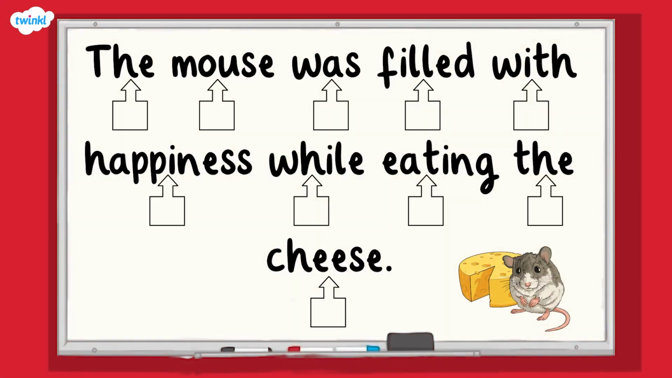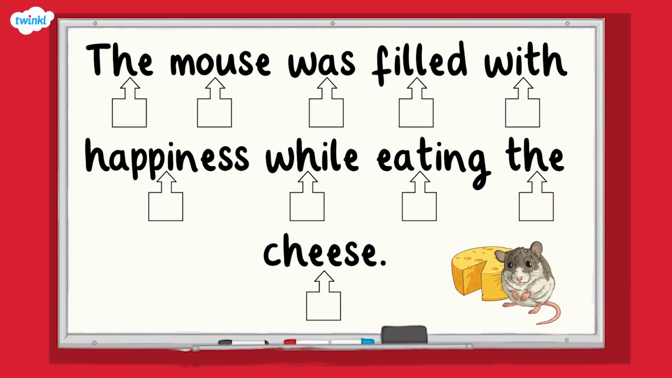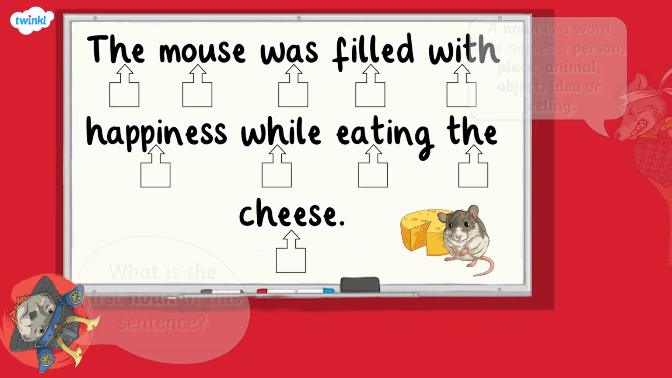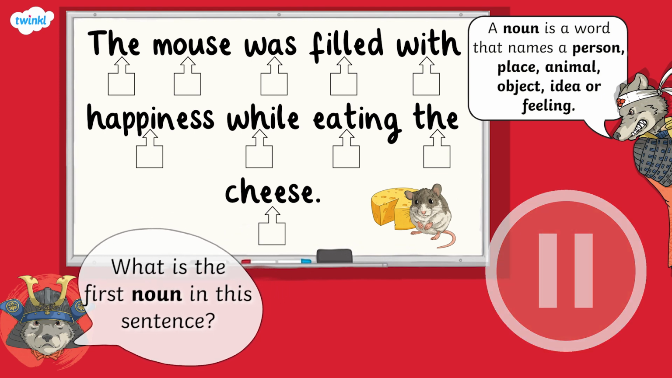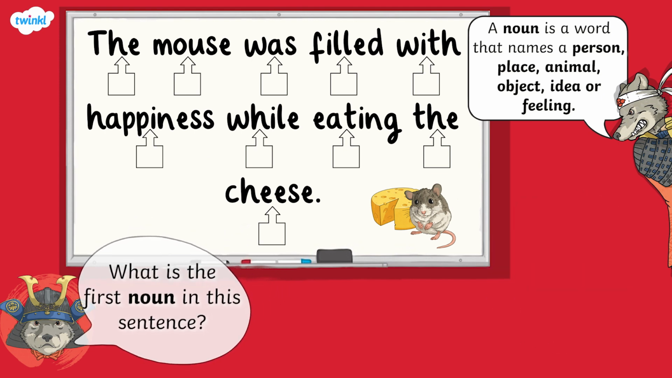Now, in this question, you are being asked to tick each box which is pointing to a noun. The mouse was filled with happiness while eating the cheese. There are 3 common nouns in this sentence. Can you spot the first one? That's right, mouse is a noun. The second noun is slightly trickier.